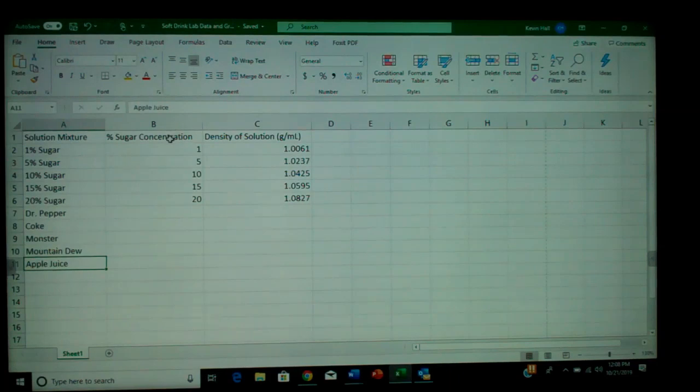So from there, I have grabbed information from these solution mixtures. So percent sugar concentration: 1, 5, 10, 15, 20. Then from here, I took the density of those solutions: 1.0061, 1.0237, 1.0425, 1.0595, and 1.0827. Please notice that in all of these, I have my units there. Over here, percentage is technically the unit.